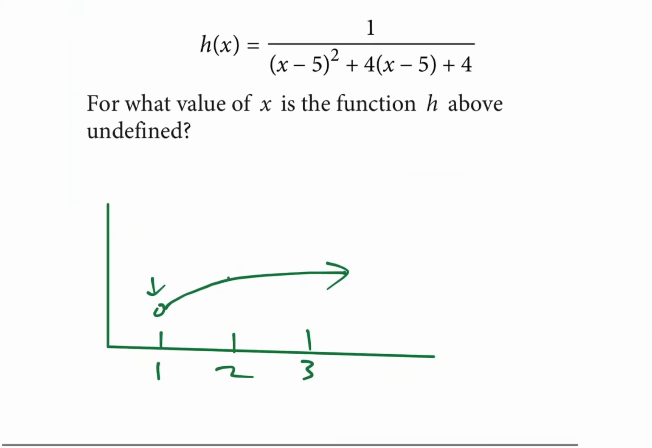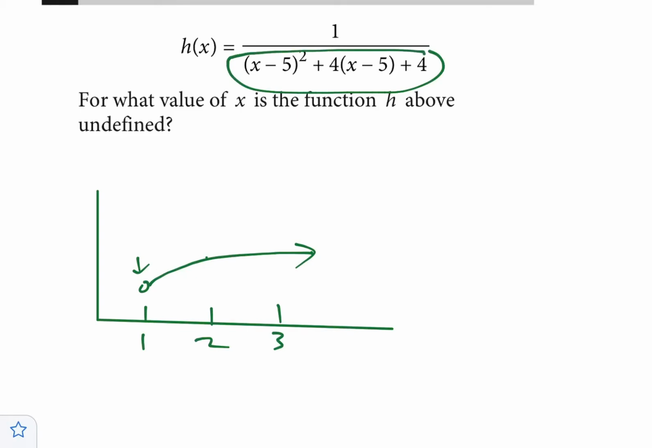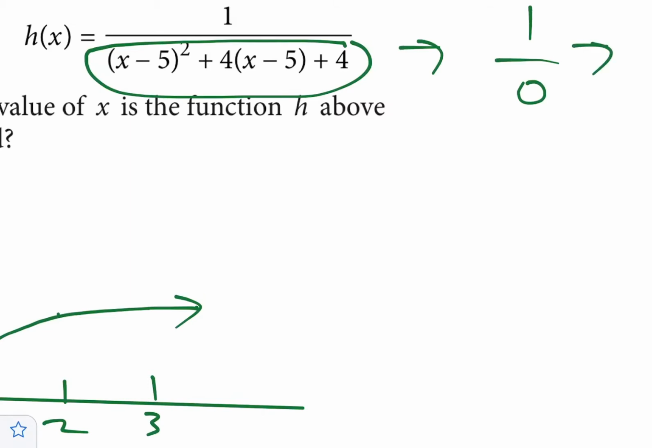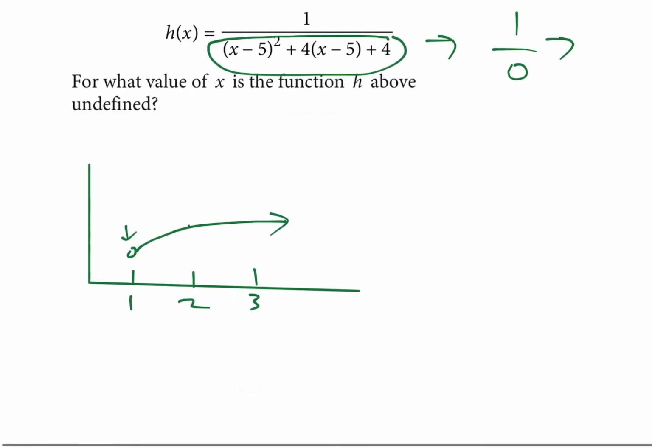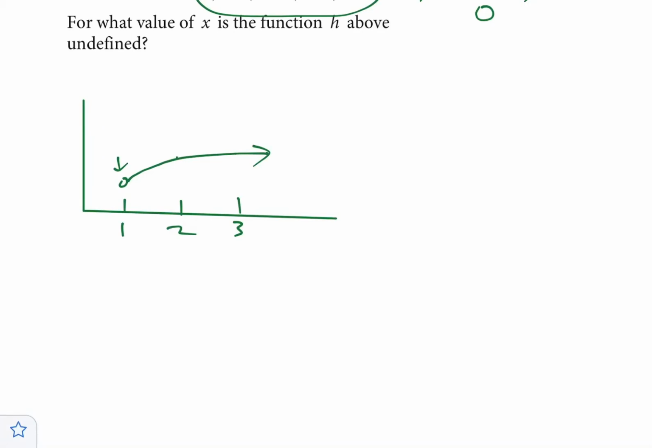So the way this would happen in this function at least is my denominator would have to be 0. And why would this give me an undefined function? Well, if I have 1 divided by 0, then I have some kind of undefined number, right? You can't divide by 0. And as a result, I wouldn't get any value for whatever x value corresponds to 0 in the denominator. What that means is that I'm going to have to set this denominator equal to 0, get my x value, and then that'll be the answer to this question.